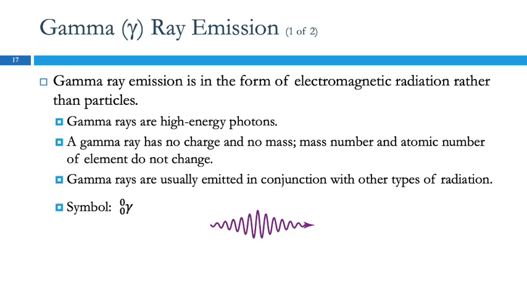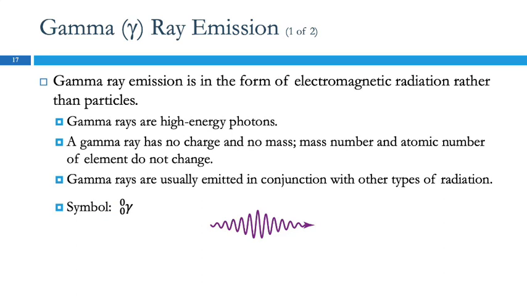Gamma ray emission. So this is not actually a particle in the sense that electrons and helium nuclei are particles. So this is electromagnetic radiation. Basically, these things are high energy photons. So the gamma ray has no charge and no mass number. So when a gamma ray is emitted, the mass number and the atomic number of that nuclide do not change. The symbol for it is the Greek letter gamma and 0 0.